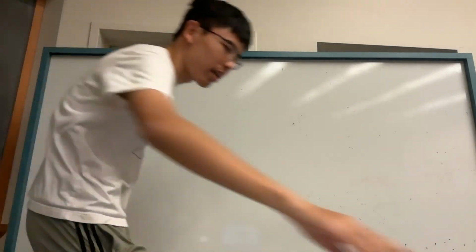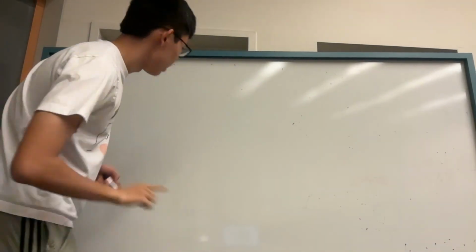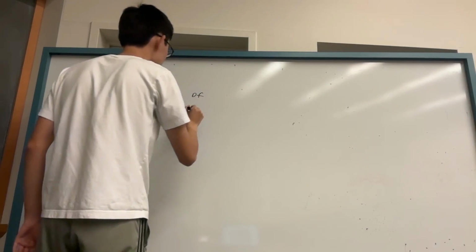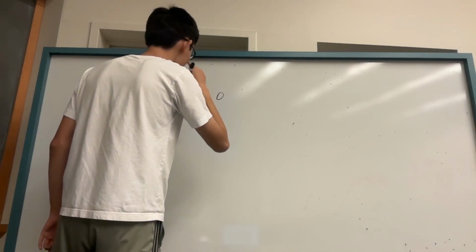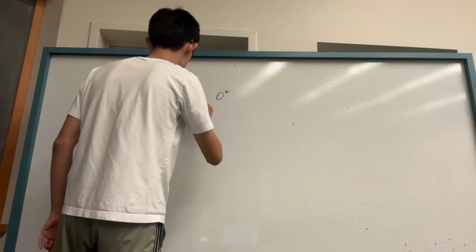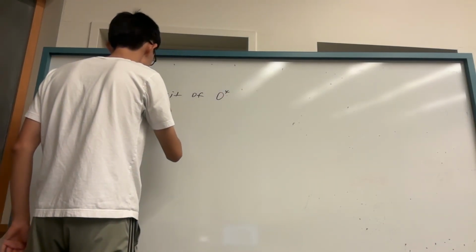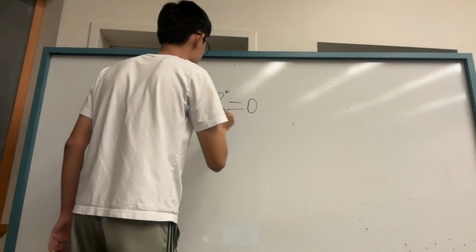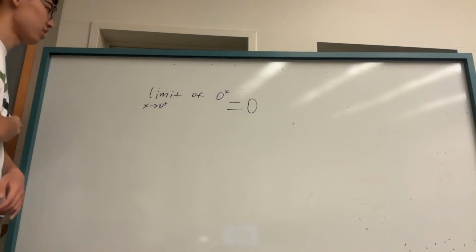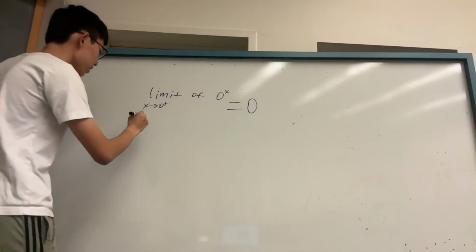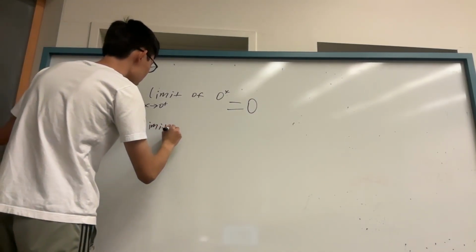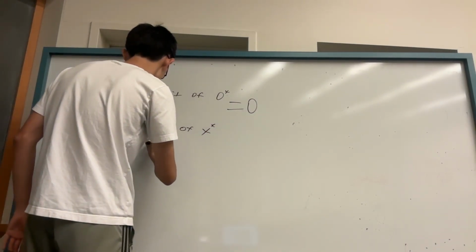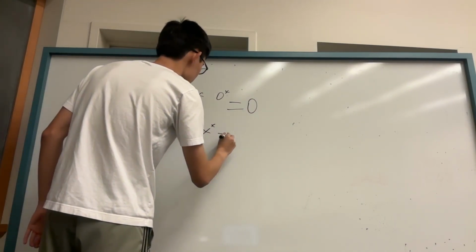The reason is actually pretty simple. The limit of 0 to the power of x as x approaches 0 from the positive side is equal to 0, because 0 to the power of any positive number is 0. But the limit of x to the power of x as x approaches 0 is equal to 1.